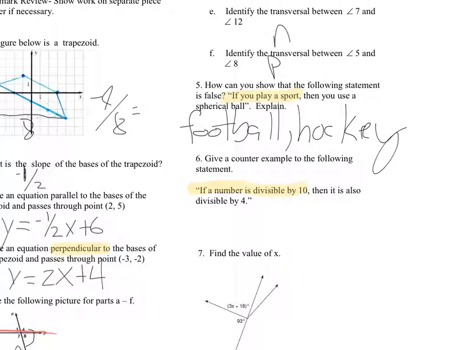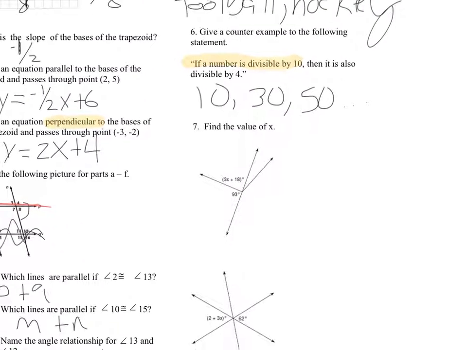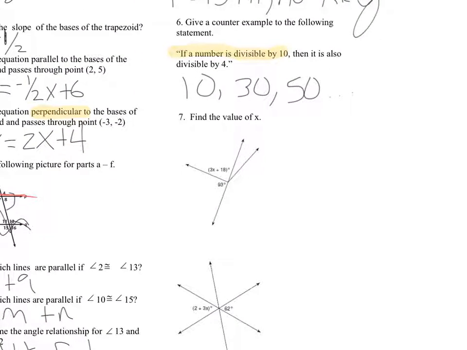part true. All right, and number 6, give a counterexample. So it is divisible by 10, but not by 4. And really what you're going to wind up with is any odd multiple of 10: 10, 30, 50, 70, 90, and so on forever just about. But yeah, make sure the first part of it stays true for a counterexample if you're using the if-then.